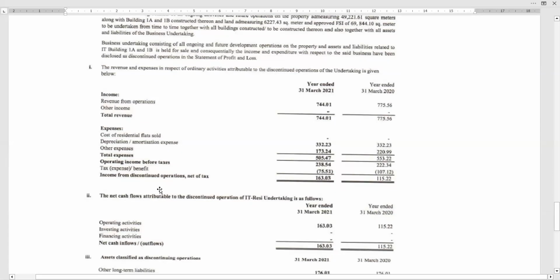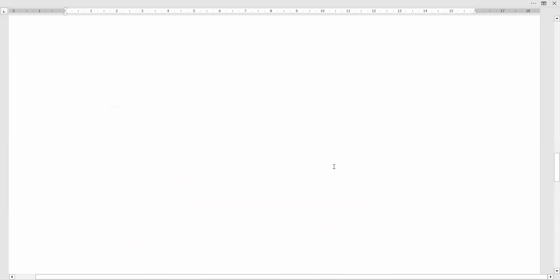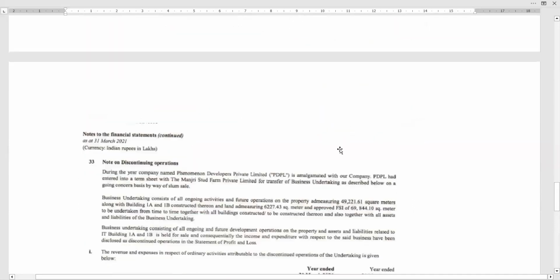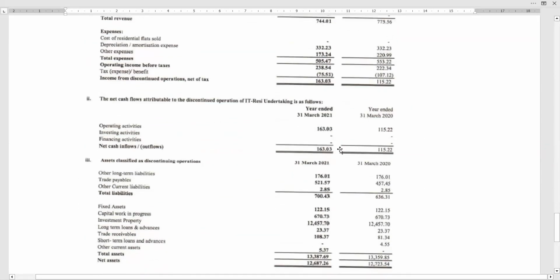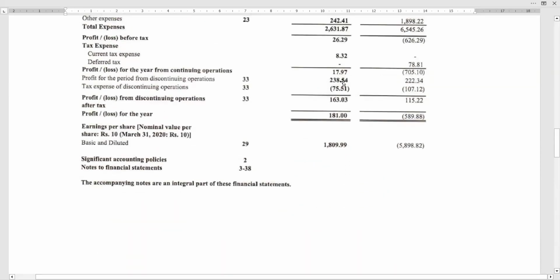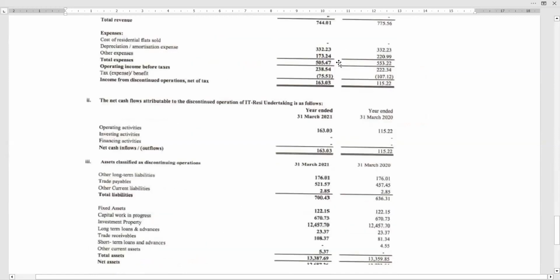See, this income from discontinuing operations net of tax is 163.03. Before tax it is 238.04. This 238.04 only we have taken here. Sorry, 238.54, not 04, 238.54. Okay, this is with respect to P&L.